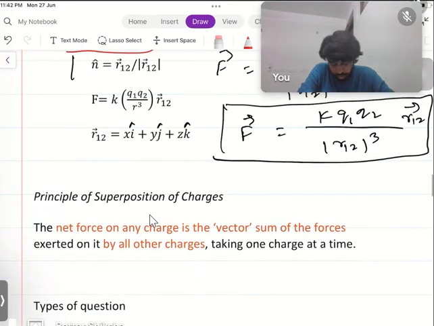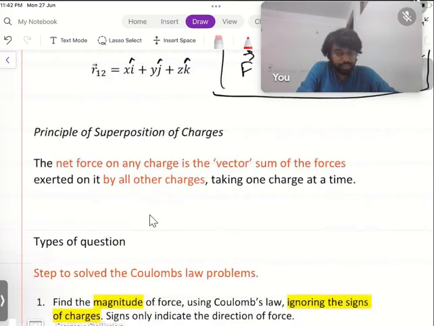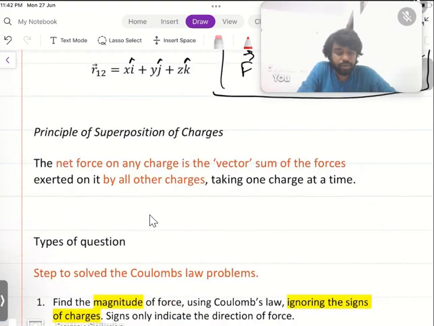Right. There is one more principle, the principle of superposition of charges, that is used, because let's say you have a pair of charges and also you have more than a pair of charges. So what happens on individual charges?